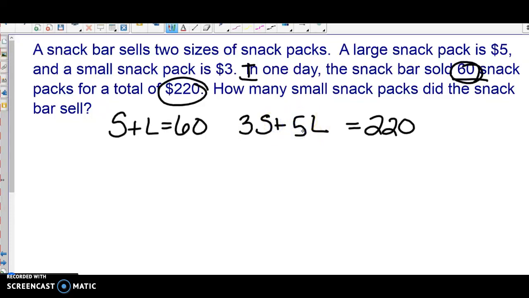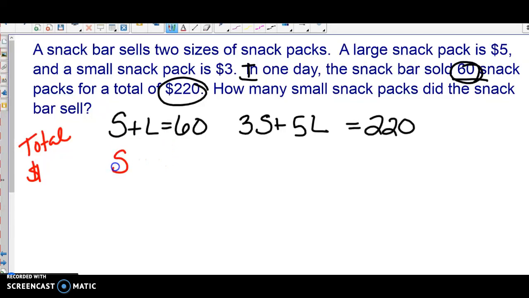So the hardest part in these is writing the equations, and the key to remember is that you want to find the totals. There should be two of them. One always has to do with money, and one has to do with just the variables. Now I have my two equations. I want you to pause the video, solve for S and L, and then come back and see if you got the right answer.